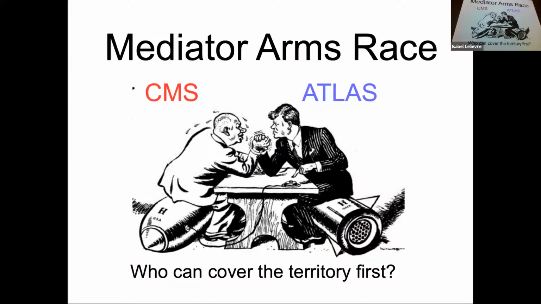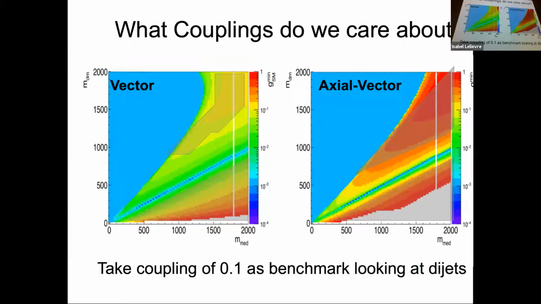Okay, so the past few years, we established this whole framework doing the dark matter searches, now looking just for a mediator that decays to quarks. And this became kind of a race to see who could cover all the territory first. And I made sure that CMS would be first. So the idea is we wanted to get down to the minimum allowed coupling that can explain the relic density. And we took a coupling of 0.1 as a benchmark.